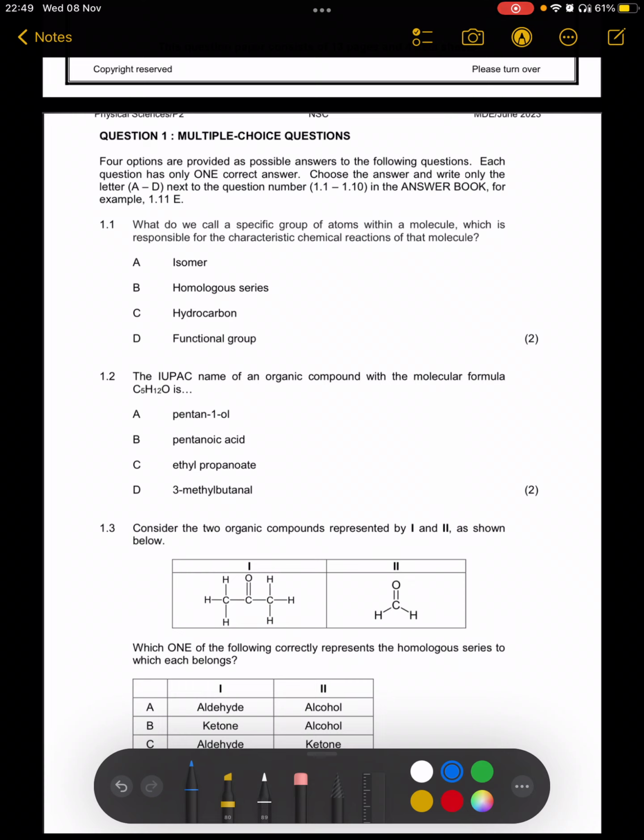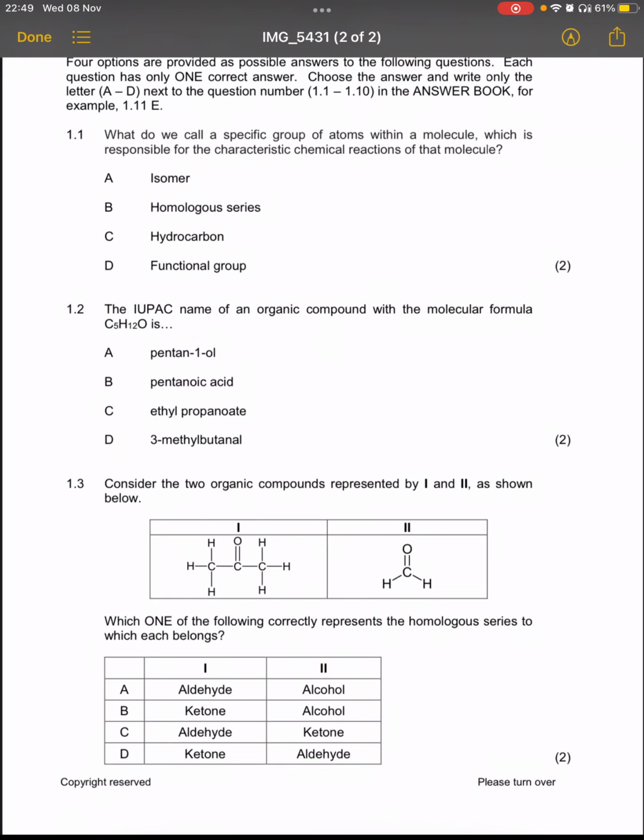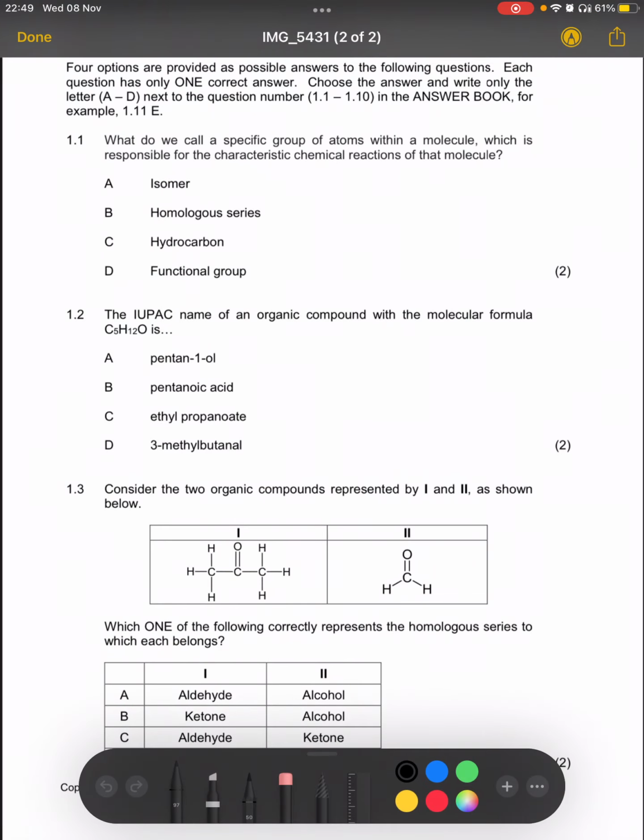What is an isomer? A compound with the same molecular formula but different structure. There is nothing being said about that. So definitely, let me put a red, A is going to be out. No, that's black. And then you look at a homologous. I don't know why I always say it's homologous.